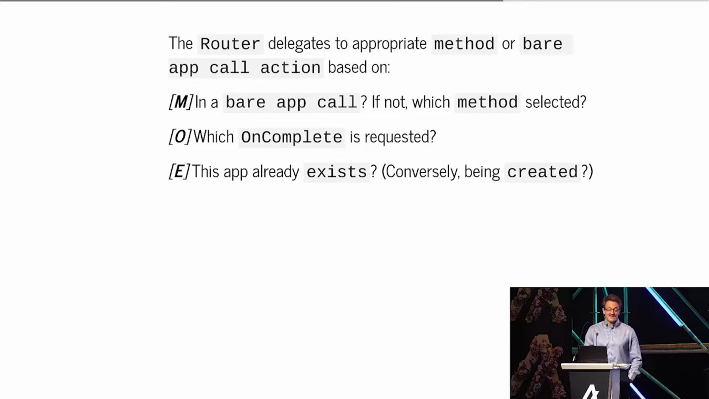So what are these MOE questions that the router is trying to answer? M is for method. That is, which method is being called? Or if it's not a method, is it a bare app call? The O question is for onComplete. Which onComplete is being requested? E is for existence. Does this app already exist? And if it doesn't exist, well, it means that we're actually creating the app in this very same transaction.